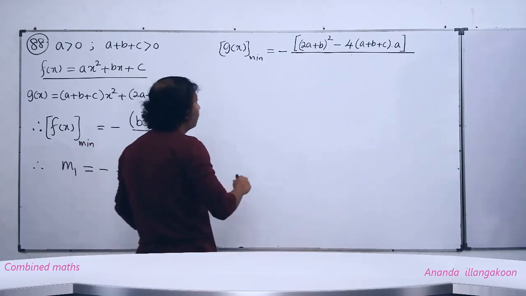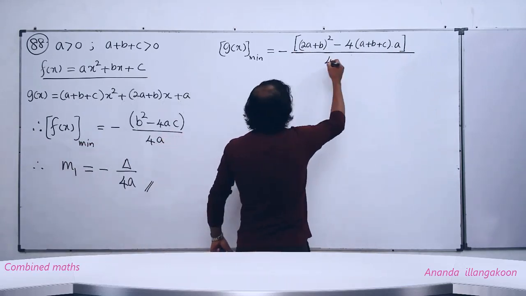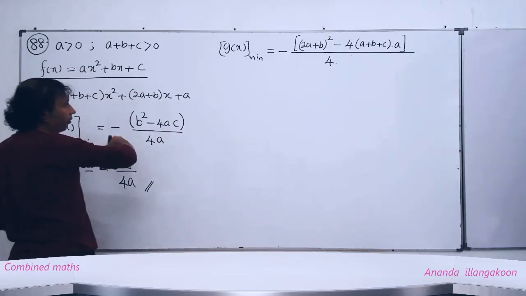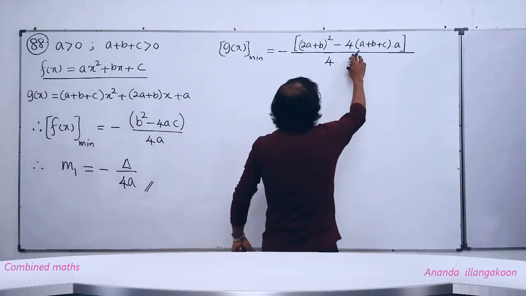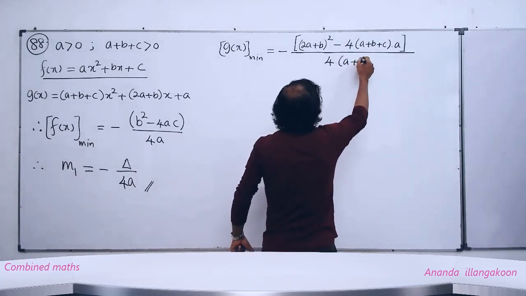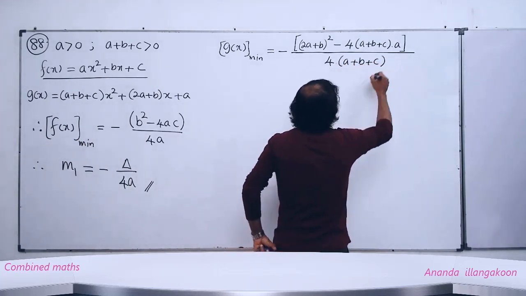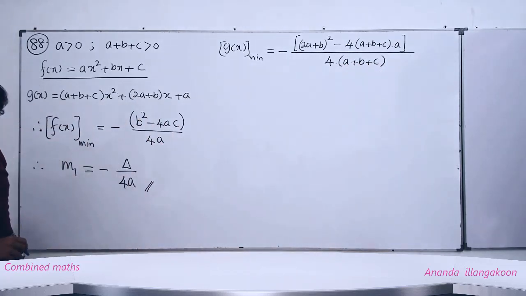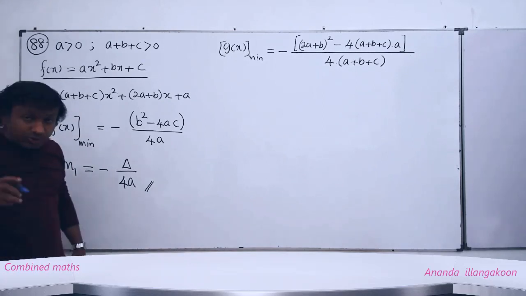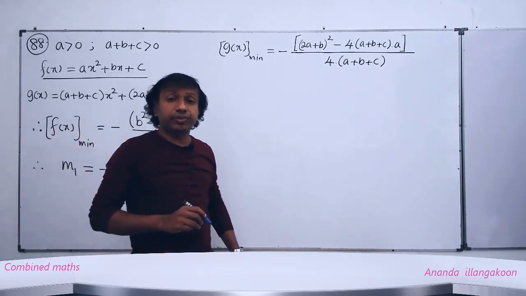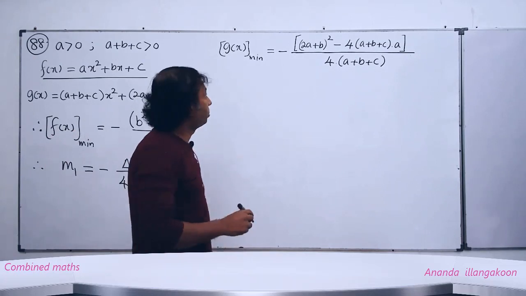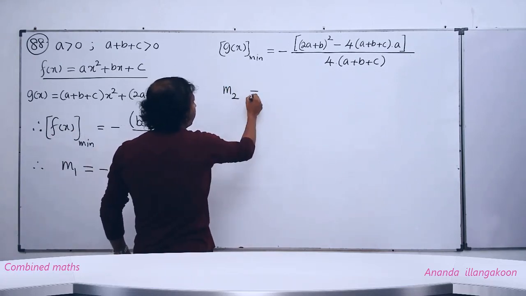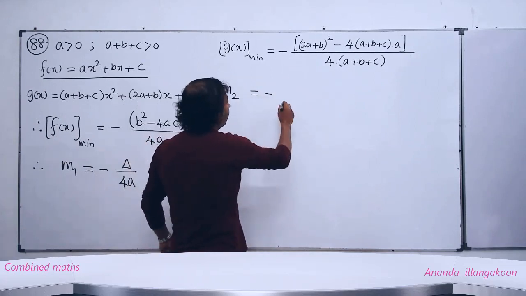And 4 times a. a means the x squared coefficient. In g(x), the x squared coefficient is a plus b plus c. Right? You have to think comparatively. But for this g(x) minimum, you are given m2. This is given as m2 equals minus. Now you have to simplify this.